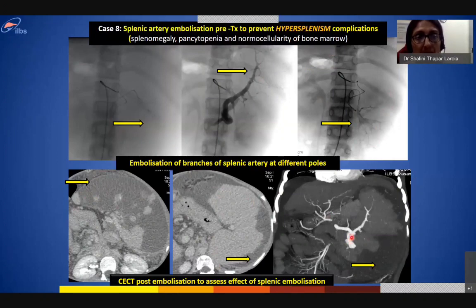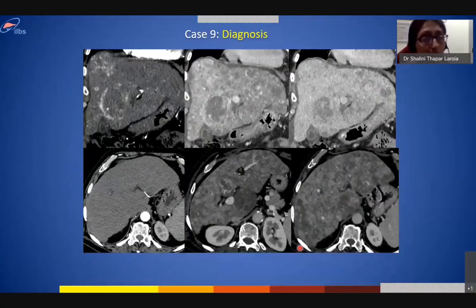So what do you want to do before surgery? You want to reduce the size of the spleen. You want to reduce the pancytopenia caused by a large spleen. There is increased destruction. It is overdoing the function that it should normally do. And we want to hence divert the blood flow to the rest of the circulation and decrease the blood flow to the spleen. So these are nothing but iatrogenic or purposely created infarcts so that we have less volume of the spleen to supply.